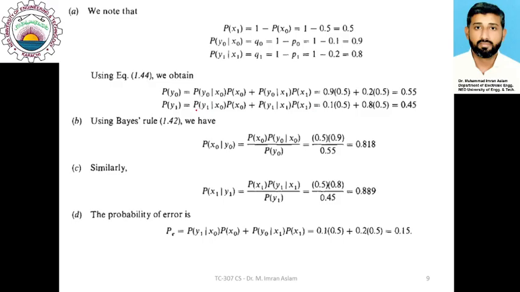First case, we receive y1 but we transmitted x0. Second case, we transmitted x1 but received y1. As the total probability law requires a weighted sum, we multiply by the probabilities p(x0) and p(x1). We know all the probabilities: p(y1 given x0) is p0, which is 0.1, multiplied by 0.5, whereas p(y1 given x1) is q1, which is 0.8, multiplied by 0.5. So this comes out to be 0.45.